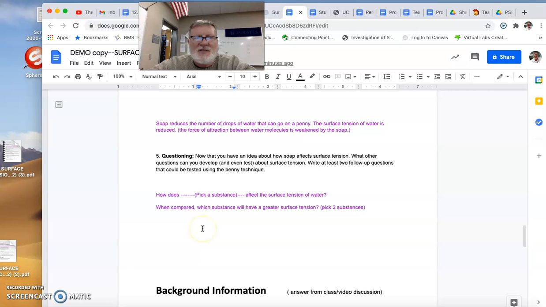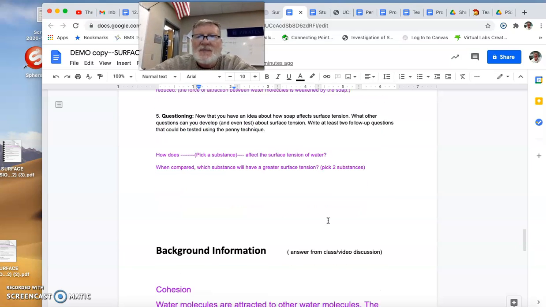We could also use the same design of the study to test other substances. When compared, which substances will have greater surface tension, and use the drops on a coin of those substances. Obviously, those substances would have to be liquids at room temperature in order for us to test them.